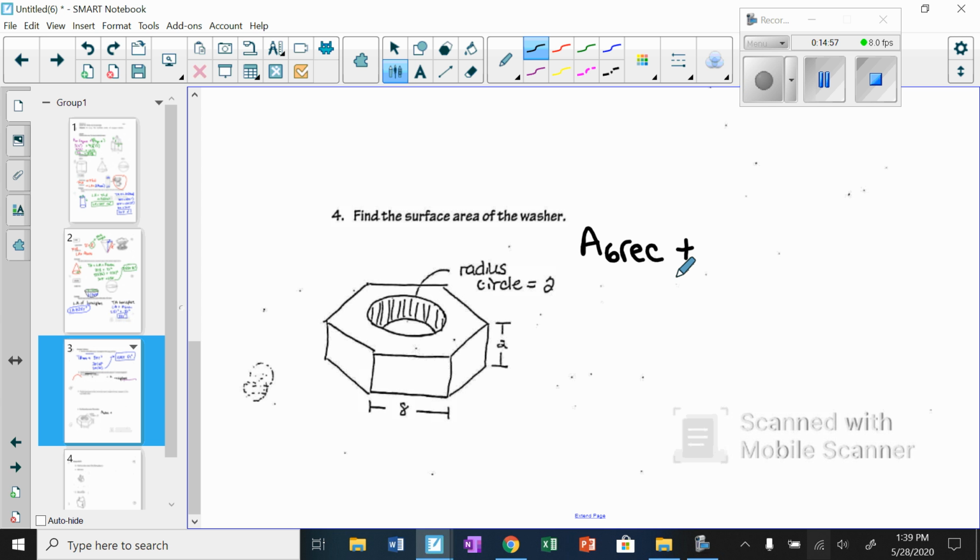Now we have the top, and then we could flip it over and paint the bottom. So let's see what the top is. The top is 1, 2, 3, 4, 5, 6 sides. Now I'm thinking just two-dimensional. It's a hexagon, but there's something cut out of it. Just think two-dimensional, the circle. So we're going to say the area of the hexagon minus the area of the circle. But that's the top, and if you flip it over, it's also the same thing on the bottom. So I'm going to multiply that by 2.